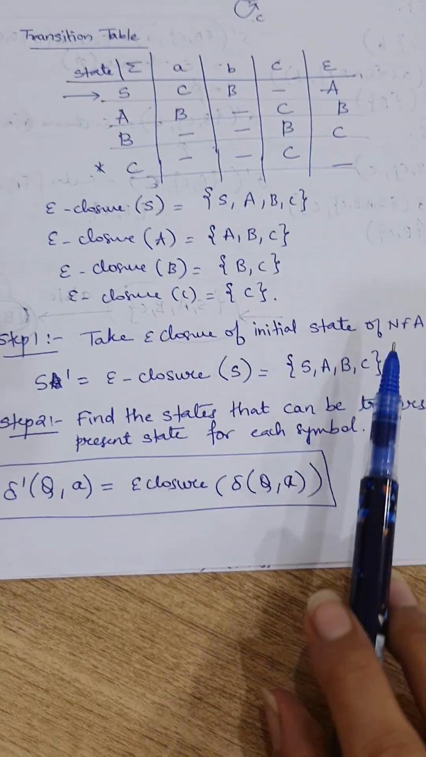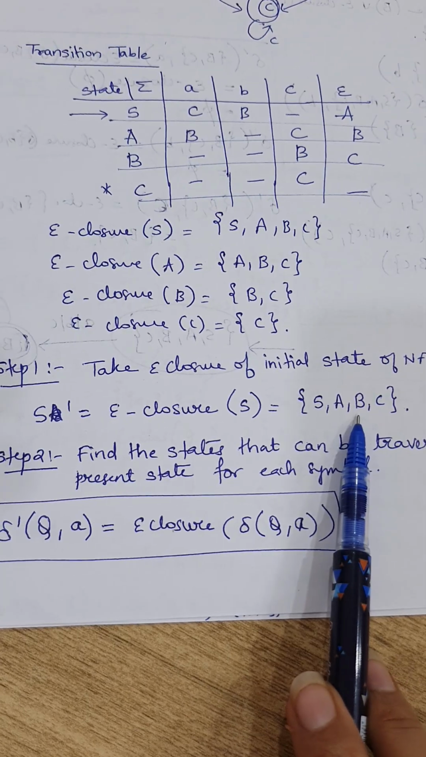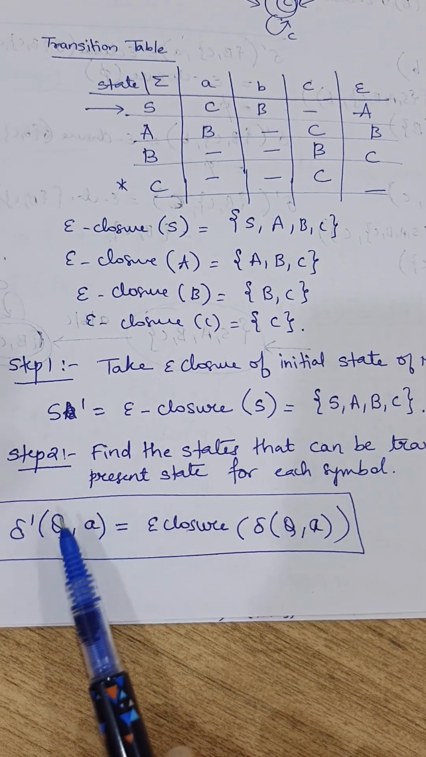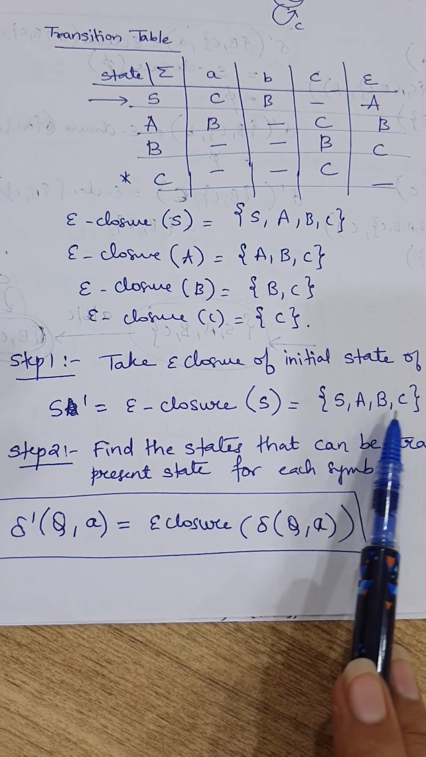Okay, so this is the initial state, right? So any processing needs to be started with the initial state. So the queue that we'll consider initially will be SABC.